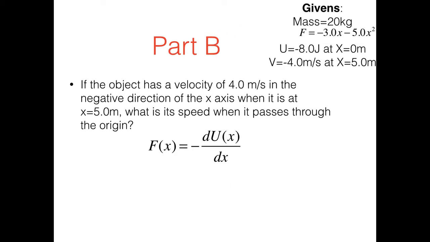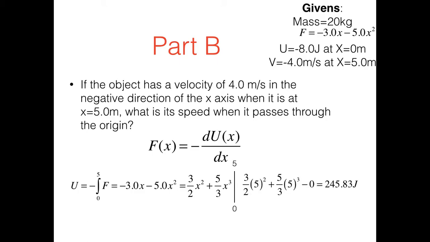Part B asks us, if the object has a velocity of 4 meters per second in the negative direction of the x-axis when it is at x equals 5 meters, what is its speed when it passes through the origin? We're going to use the same equation again. F of x is equal to the negative derivative of potential energy. Our givens are given in the top right corner. We'll rearrange to solve for potential energy once again and take the negative definite integral of the force function evaluated from 0 to 5.